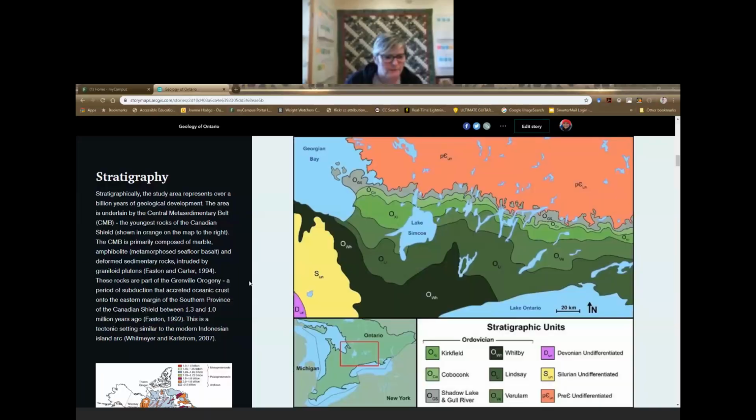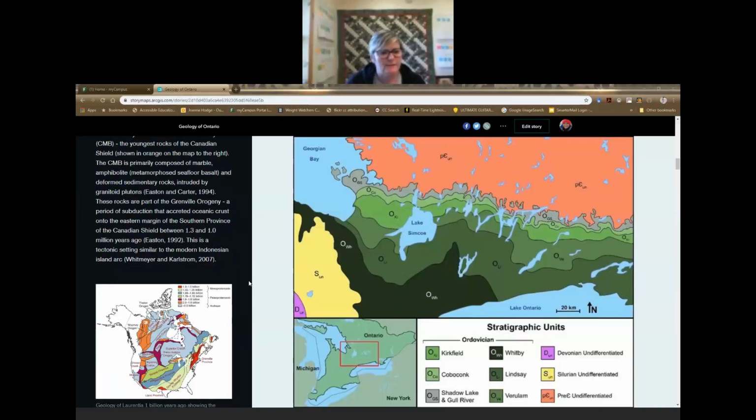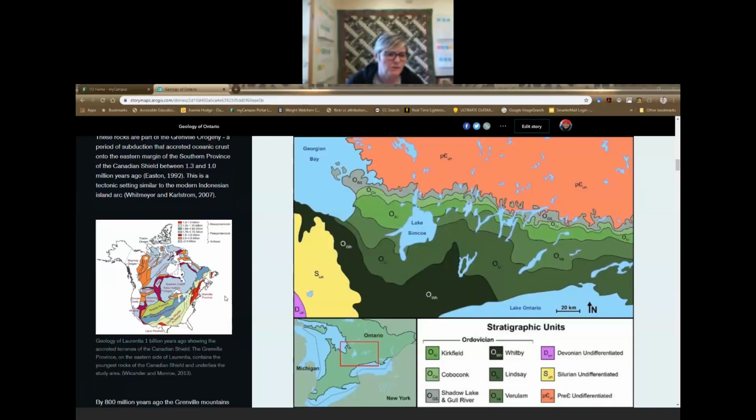If we take a look at this little map here on the left-hand side, you can see the geology of Laurentia. So Laurentia was the supercontinent that ultimately became North America. And you can see that there are many, many, many different parts to the Canadian Shield. So we are looking here at the red piece, which is the Grenville province.